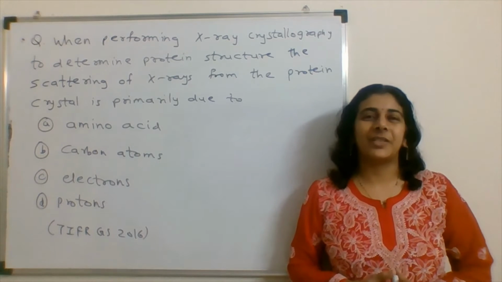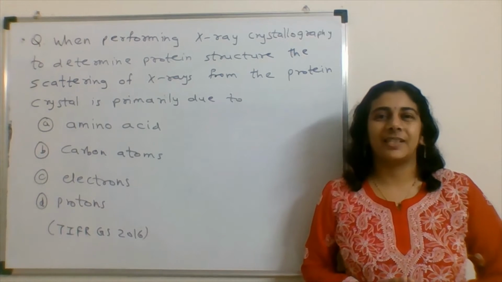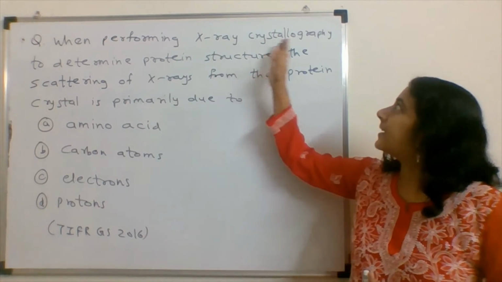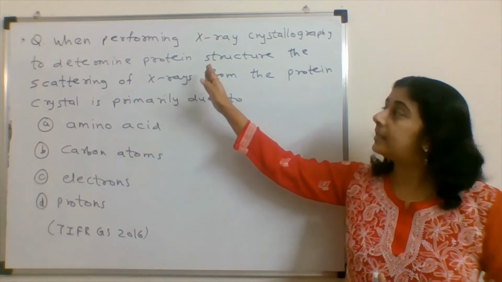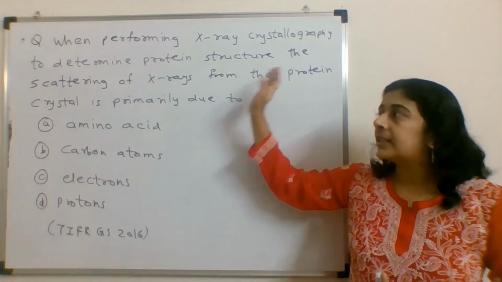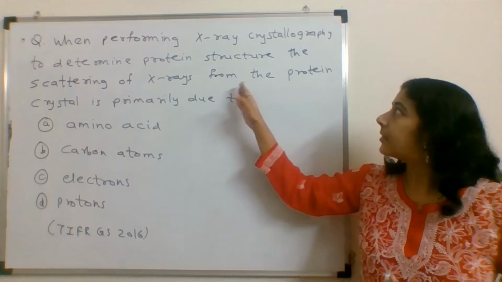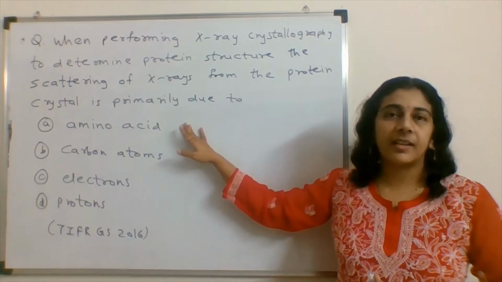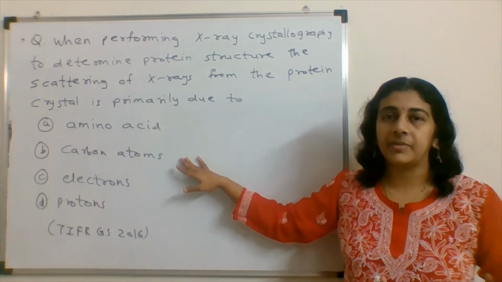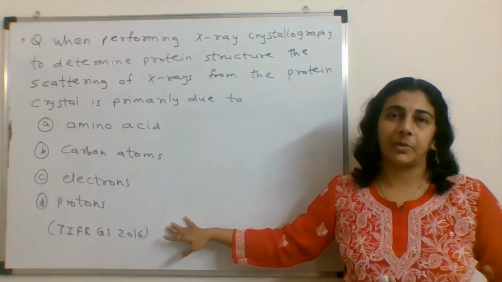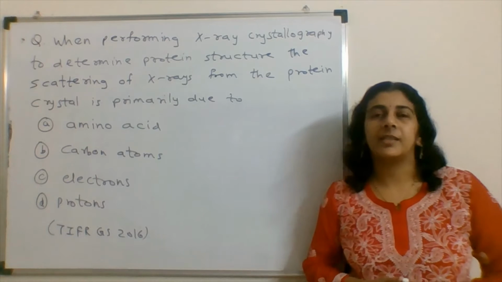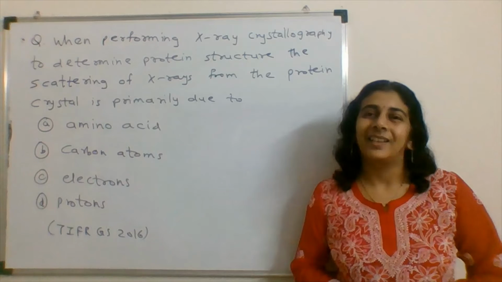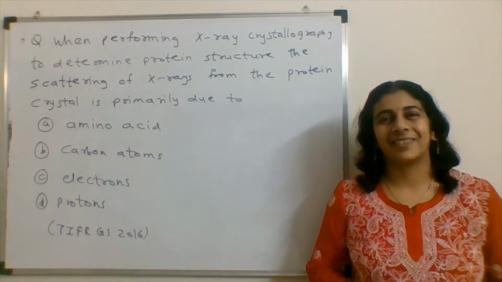Today we will solve one question from the TIFR GS exam 2016. When performing X-ray crystallography to determine the protein structure, the scattering of X-rays from the protein crystal is primarily due to: options are amino acid, carbon atoms, electrons or protons. So the question is about X-ray crystallography. Let's understand what is X-ray crystallography and find the answer for the question.